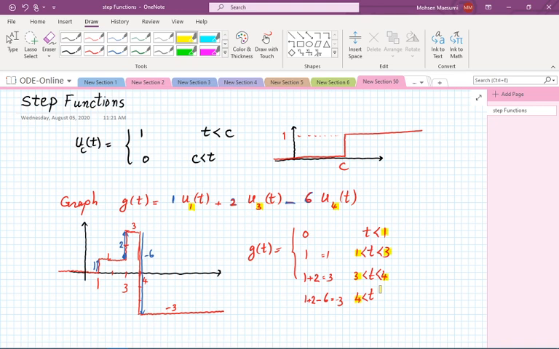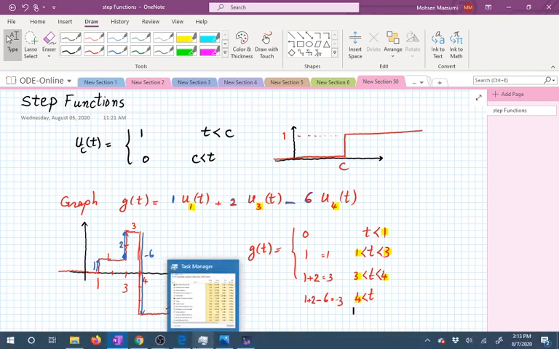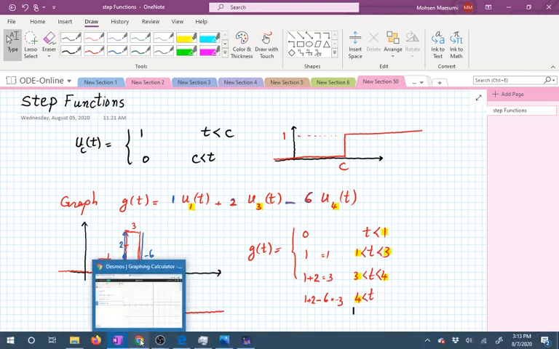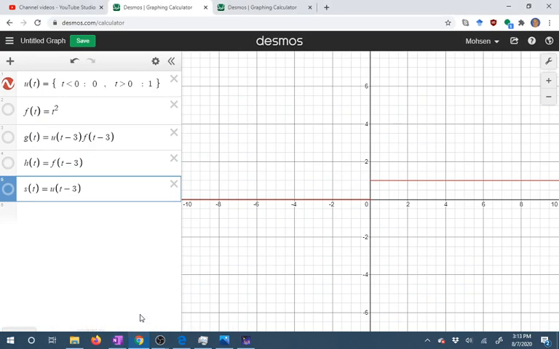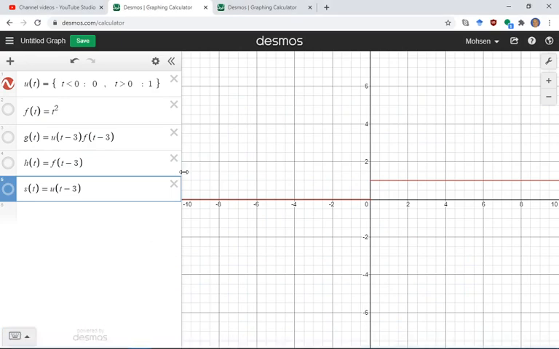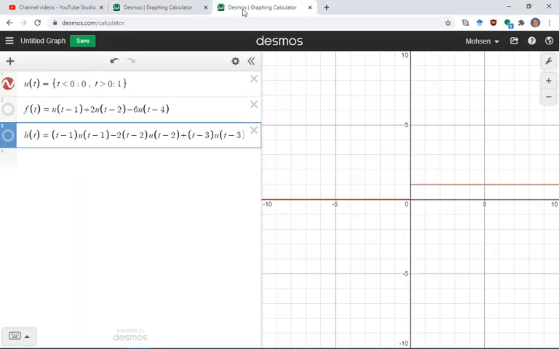Another way of approaching this thing is using our trusty Desmos function, and it's very important to learn some of the software for us to be able to handle more complicated problems later on. Let's go ahead and see what I have here for you. Let's maybe look at something easier first.